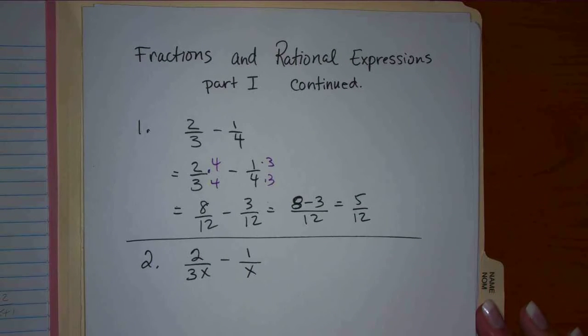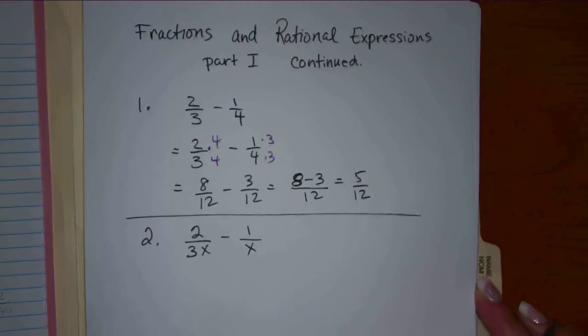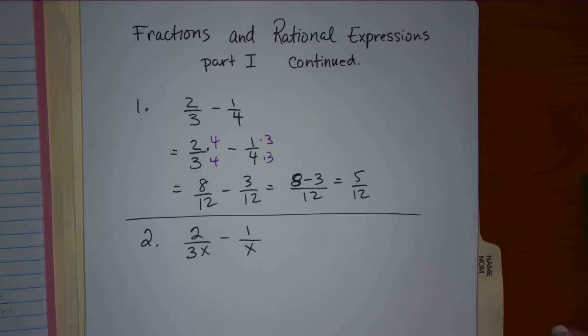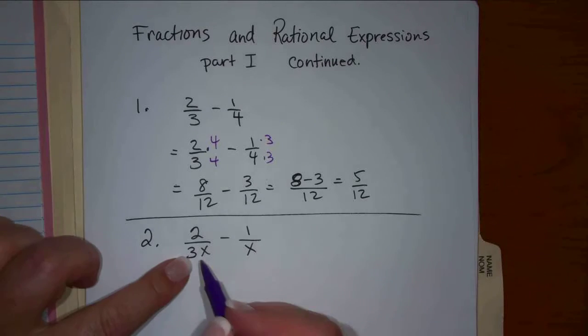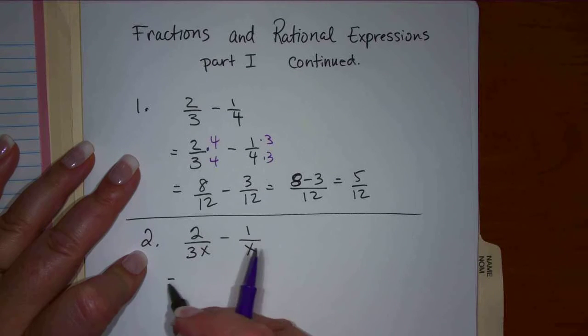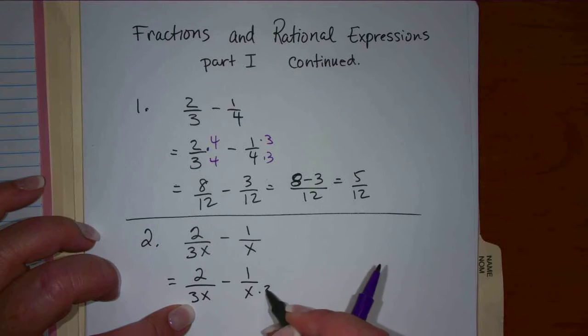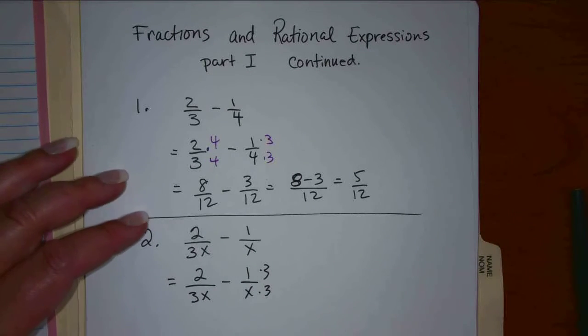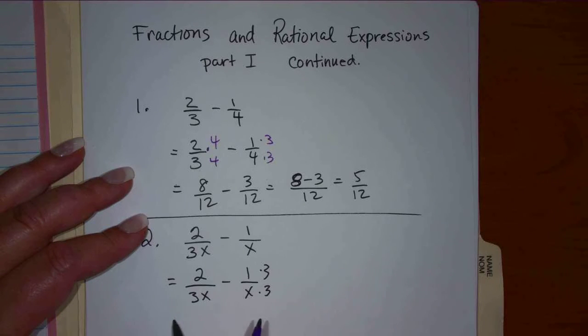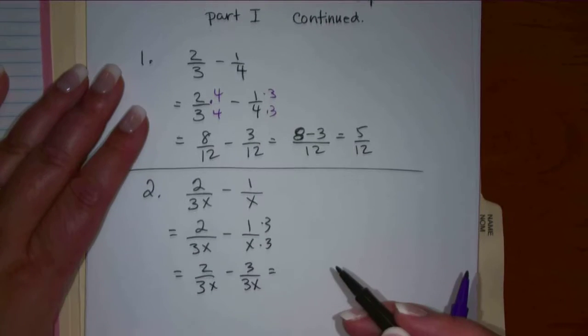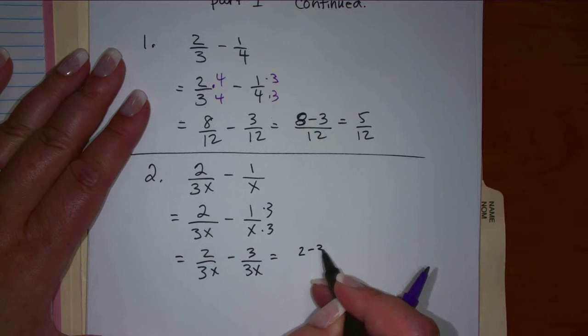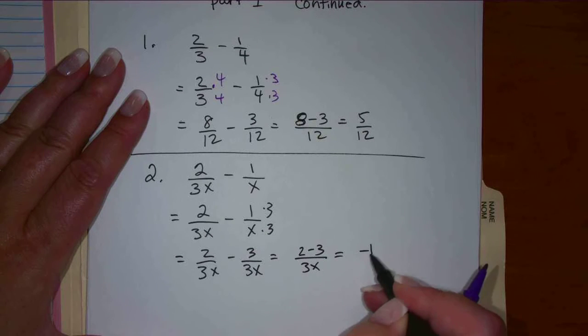Okay, this one. What is the common denominator? 3x, because it's 3 times x. Just like the last one was 3 times 4, this one is 3 times x is the common denominator. So this first fraction does not need to be redone. It already has a 3x. But the second one, we're going to multiply by 3. One times 3 is 3, and 3 times x is 3x. Subtract the top, so 2 minus 3 over 3x is negative 1 over 3x.